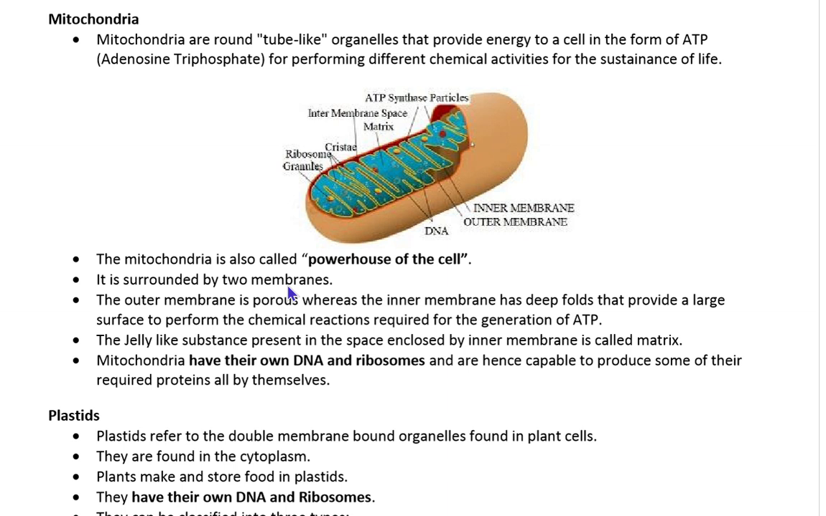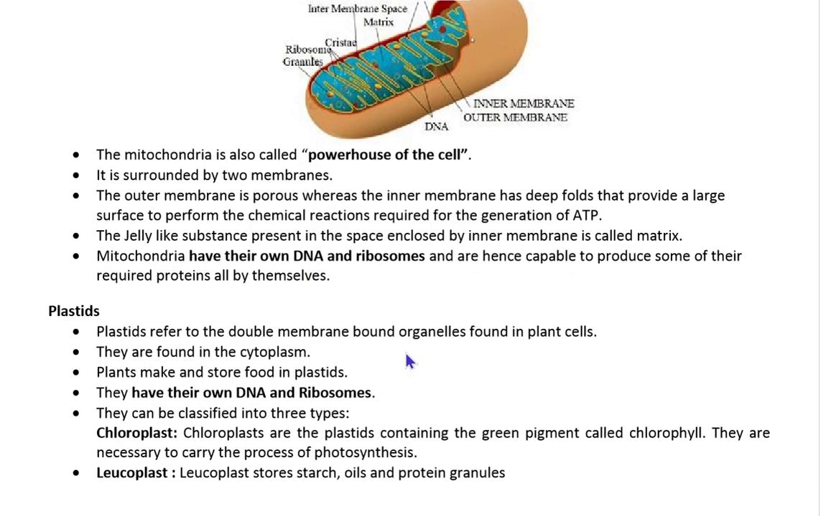So they can synthesize some of proteins by themselves. The next organelle that is present in the plant cell is plastid. So plastids are double membrane, membrane bound organelles found in the plant cell. They are found in the cytoplasm. Plants make and store food in the plastids. They have their own DNA and ribosomes.